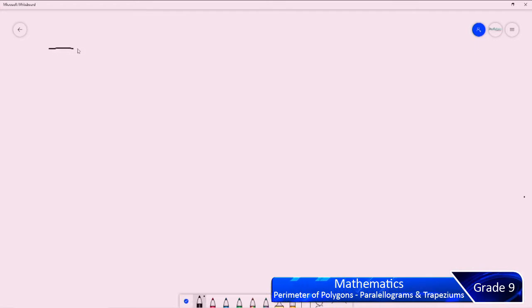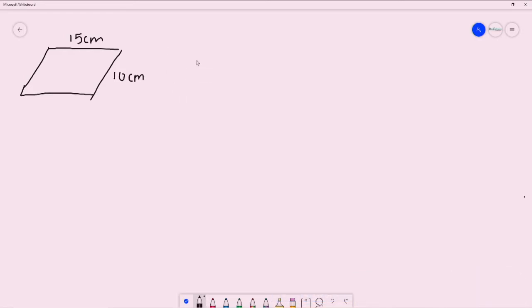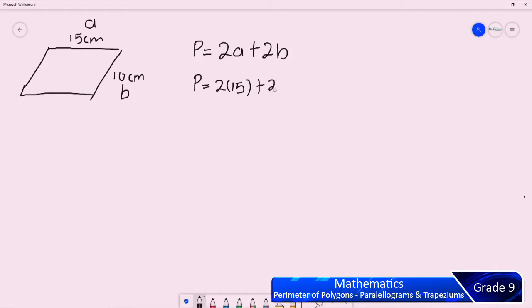So for the first example, we have a parallelogram and the sides of this parallelogram are 15 cm and 10 cm. If we want to calculate the perimeter, like I mentioned before, we have to use the formula perimeter is equal to 2a plus 2b. So we're going to call this side A, and we're going to call this side B. So the perimeter would be 2 times 15 plus 2 times 10. Perimeter is equal to 2 multiplied by 15 gives us 30, plus 2 multiplied by 10 gives us 20.